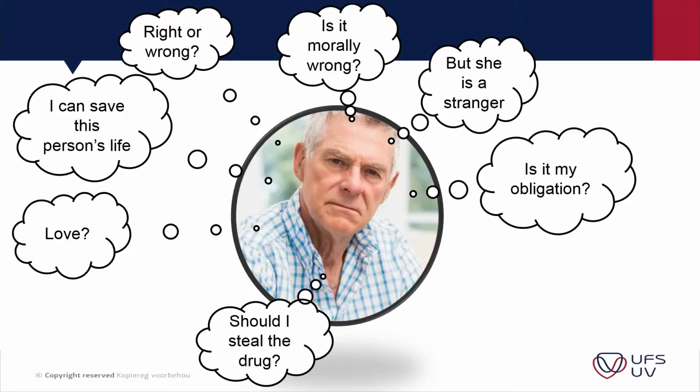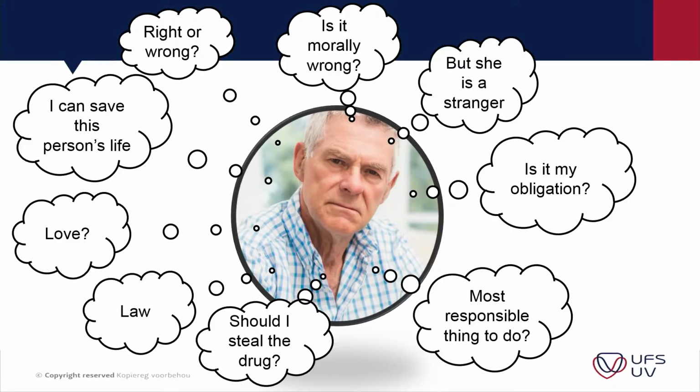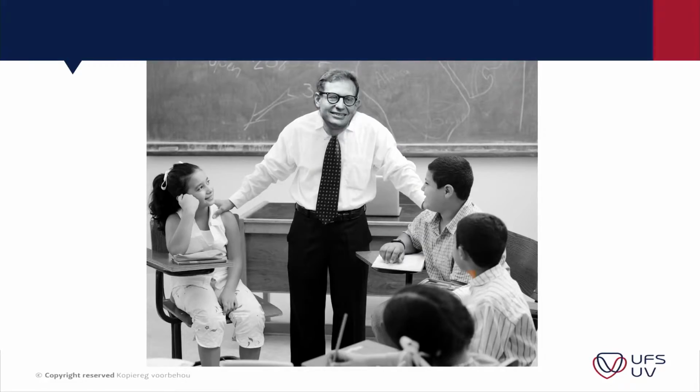It is against the law for the husband to steal. Does that make it morally wrong? Why or why not? In general, should people try to do everything they can to obey the law? Why or why not? How does this apply to what the husband should do? In thinking back over the dilemma, what would you say is the most responsible thing for the husband to do? Why? There is no one correct answer for this activity.